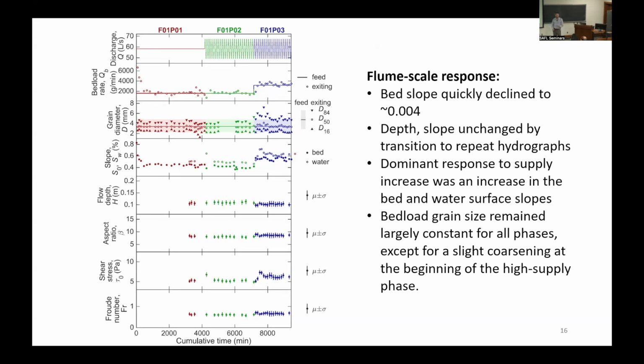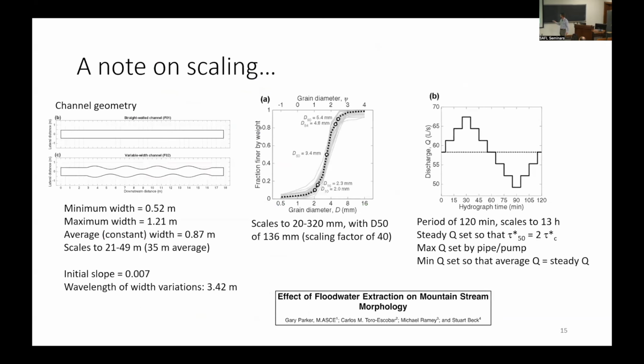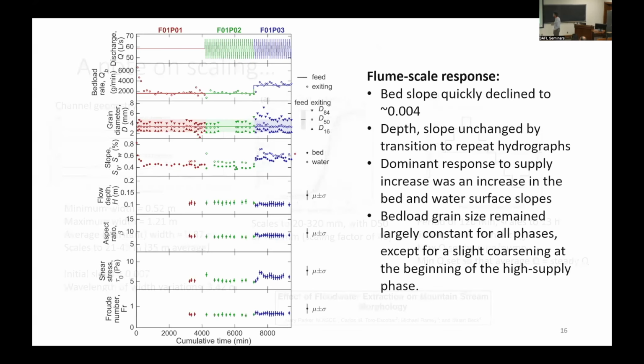Did you have a question? Very quick question. The jiggle of the discharge, can you translate that to what is the time per wavelength, or what's the frequency of changing? Sure, so this is time in minutes on the bottom, and it's this hydrograph. It's 2 hours for a complete wavelength of our hydrograph. I'm not sure exactly how many of these there are, but these experiments took a long time.